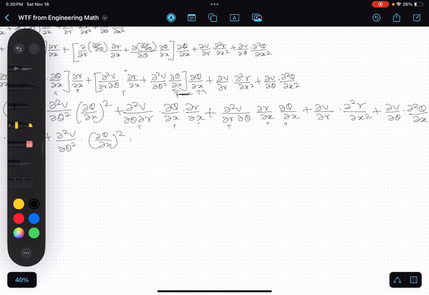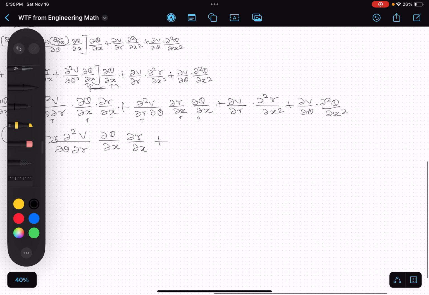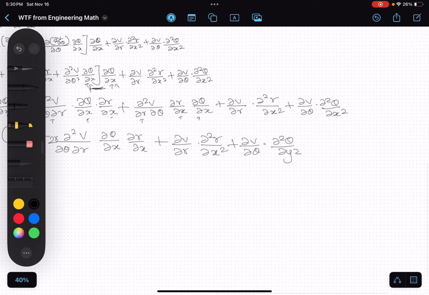This is just Clairaut's theorem. So we will have partial square b by partial theta partial r and partial theta by partial x times partial r by partial x. There are two of them, so I write 2 over here. And then the final thing, which is partial b by partial r times partial square r by partial x square, plus partial b by partial theta times partial square theta by partial x square, right?